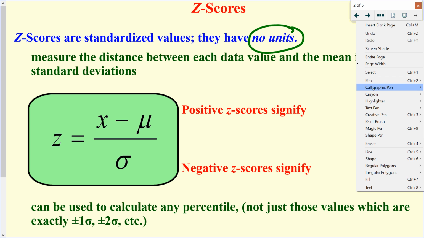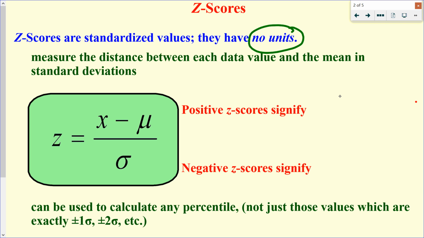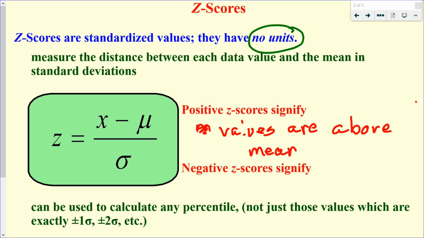Positive z-scores signify values that are above the mean, and negative z-scores will signify values below the mean. We're going to look much more in depth at z-scores later on, especially when we tackle the idea of the normal distribution. However, understand that z-scores can also help us calculate much more exact percentiles than we could just by looking at those distributions. So let's go ahead and put this into practice.